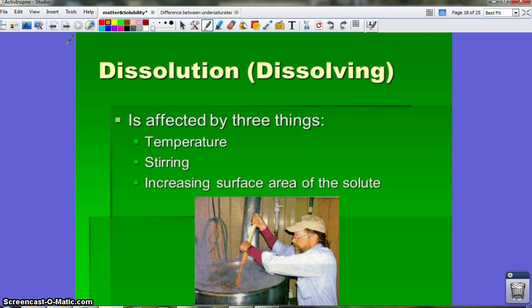And increasing surface area would be like if we had a chunk of sugar and we decided to take a hammer. Oh boy. There, that's pretty good. Take a hammer and smash it into little pieces. Now, instead of having one sugar cube that has 6 sides, we now have lots of sugar cubes. We're increasing the amount of surface area, which is going to increase the dissolving rate.